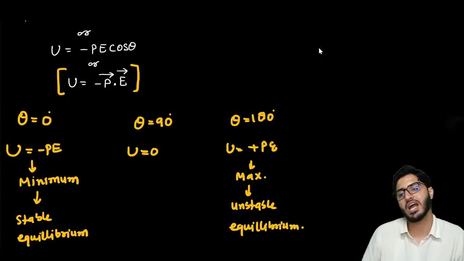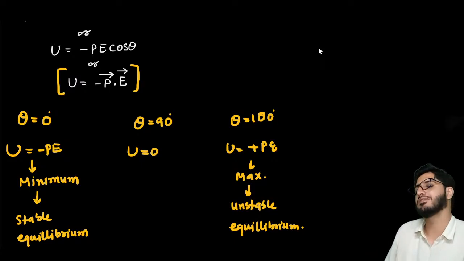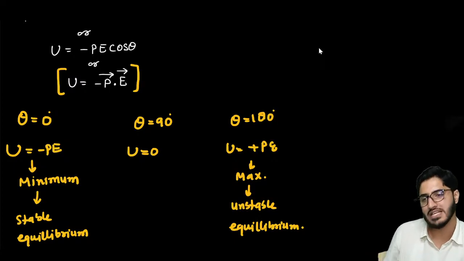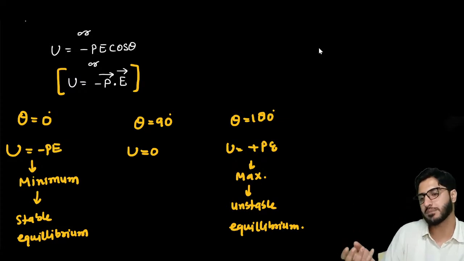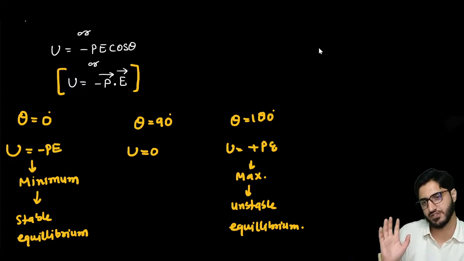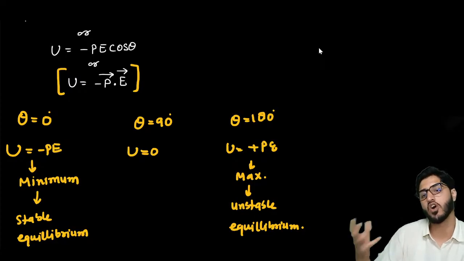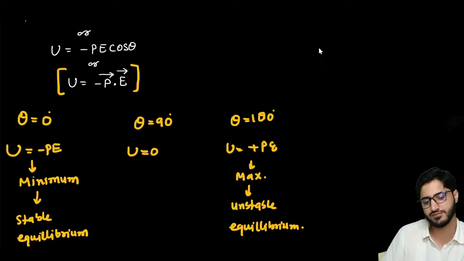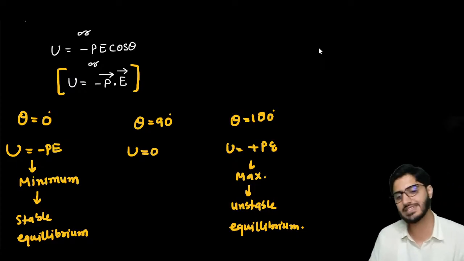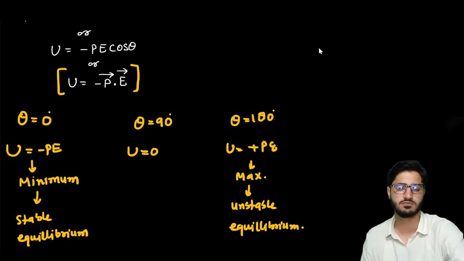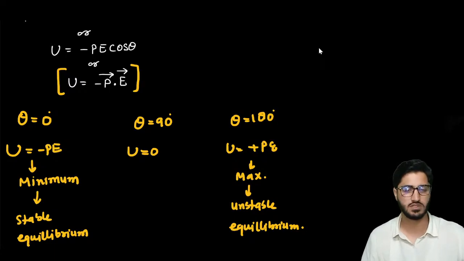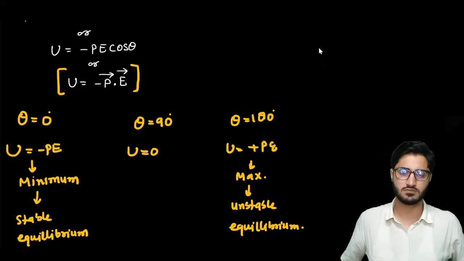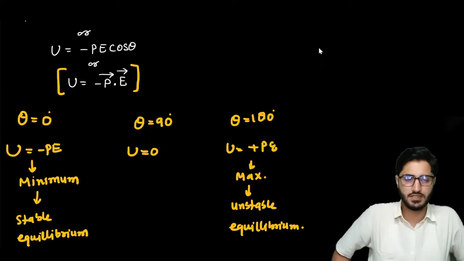Here, I don't need to define what stable equilibrium and unstable equilibrium are. Stable means if we displace a body, after some time it will come back to its original position. Unstable means if we rotate the body, it will not come back to its original position. Done? Clear?